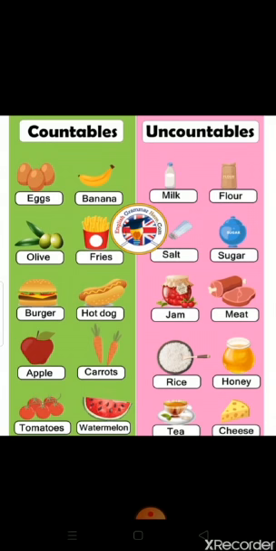Now look at uncountable nouns. Toast, we can't count it. Bread, hot chocolate, cereal, coffee, water, orange juice, milk, yogurt, cheese, jam, the last one, tea. All these are uncountable nouns.